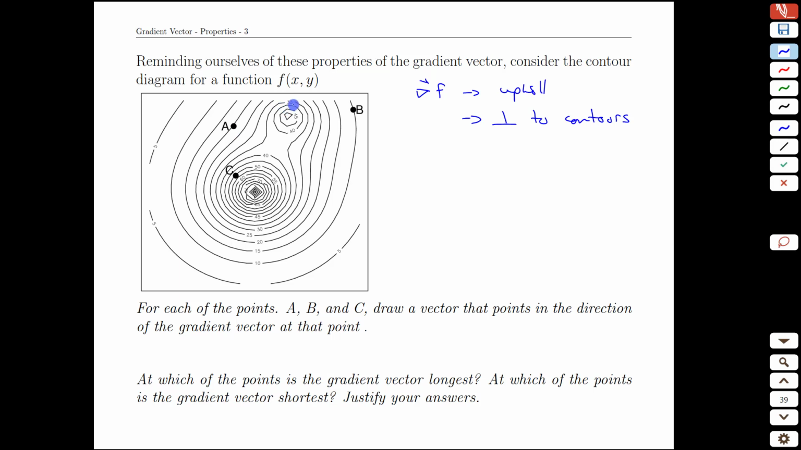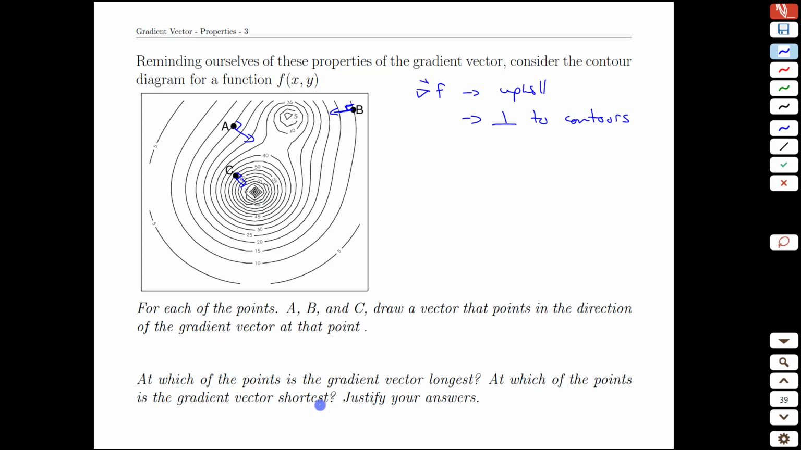From A, we notice the heights are getting higher this way, heights are getting higher here, so these are peaks. If we're going to go uphill, it'll be in that direction there, and it has to be perpendicular to the contour. It won't be back in this direction because that would be downhill, and the gradient by itself points in the uphill direction. Likewise at B, we would have a vector that points uphill and perpendicular to the contour. C, the same thing. If we see our contour here, we go perpendicular and up the hill. So that's the direction.